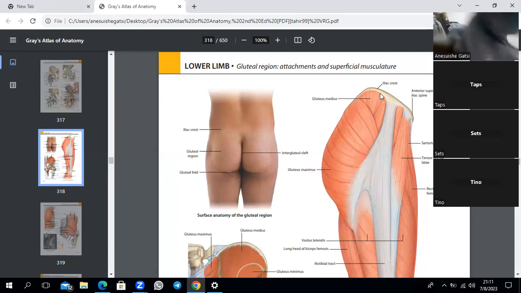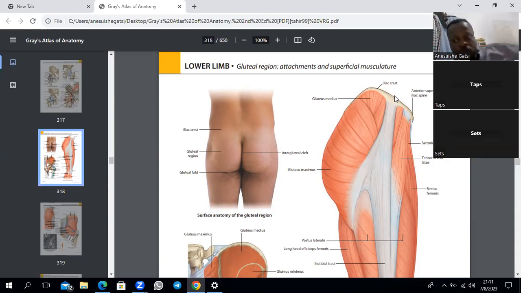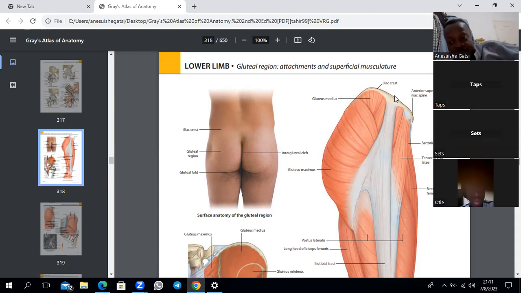Sacrum is part of your vertebral column, if you remember the anatomy of the spinal cord when we touched the vertebral column. So it attaches onto this iliac crest, and it also attaches posteriorly onto the sacrum. Then this deep fascia also encloses some muscles. So let's skip that a bit. We go to the muscles first.